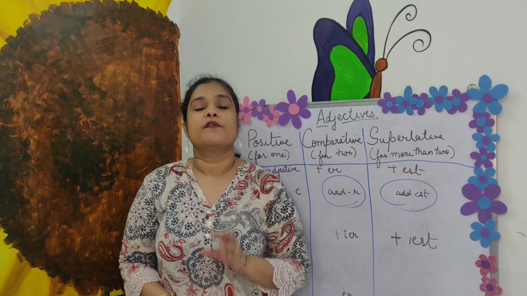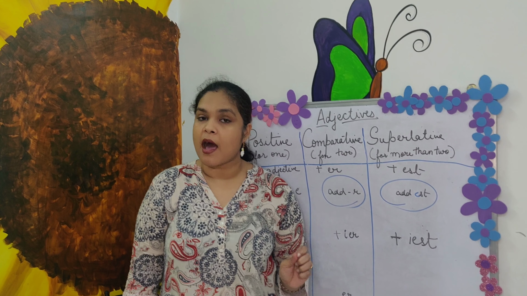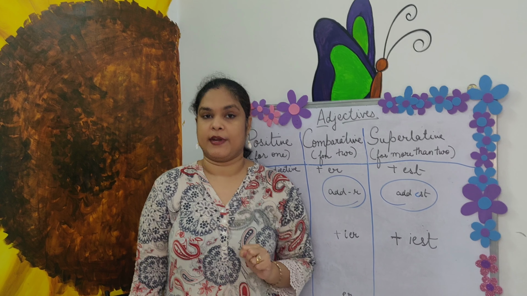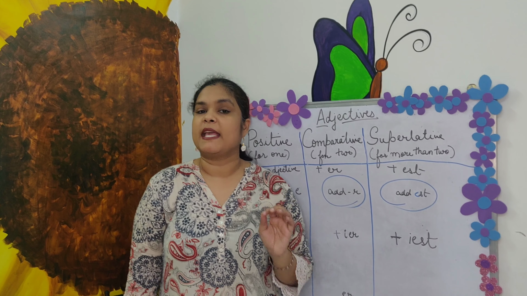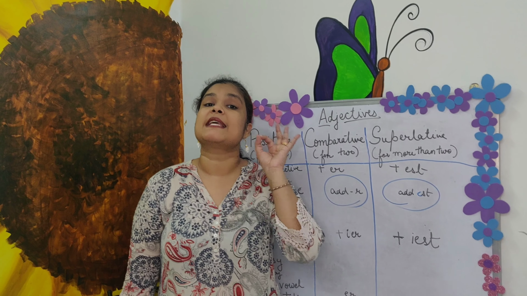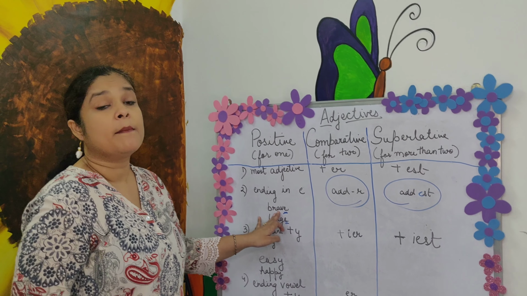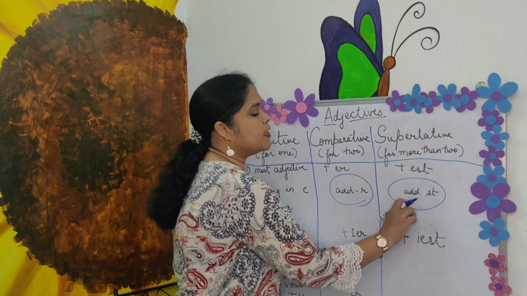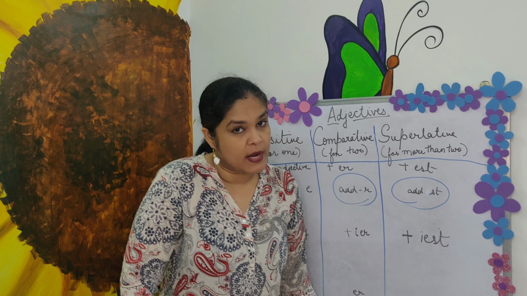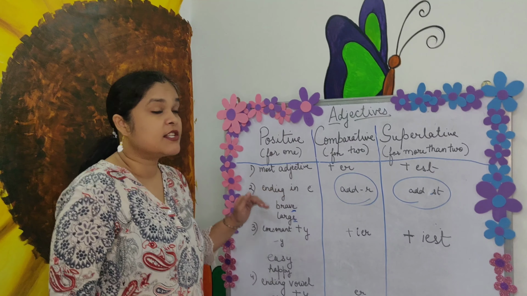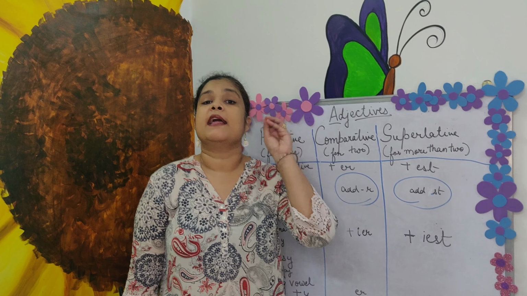Correct? So got it? For adjectives which end with E, we add an R to make the comparative form. For example, brave, B-R-A-V-E, became braver. So we just added an R, okay? And for the superlative we just added an ST, so it became bravest, right? So for adjectives which end in E, we add an R to make the comparative form and ST to make the superlative form.